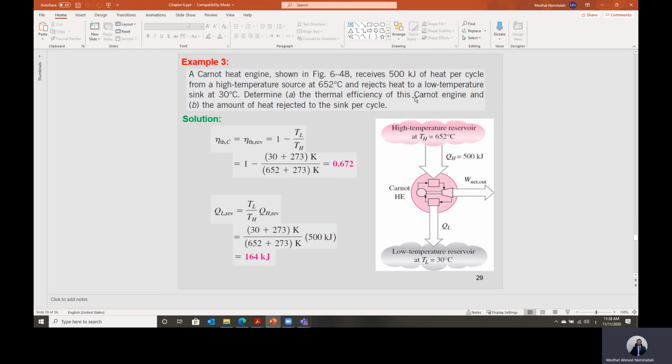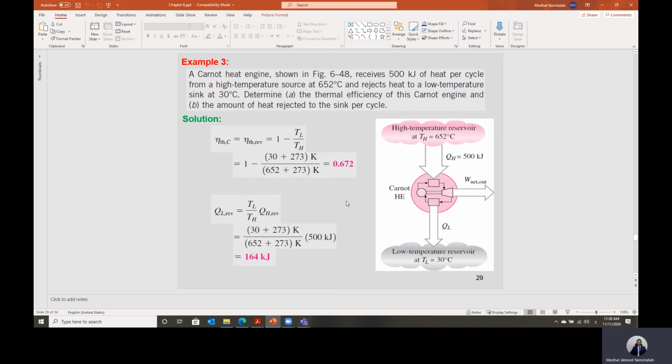Okay, we need to calculate the efficiency, which we have done for this Carnot heat engine, and we need the amount of heat rejected. For a Carnot heat engine, Q low over Q high is the same as T low over T high. In this case, he provided us with the value of Q high, which is 500 kilojoules. We have T low and T high, so we can substitute to get Q low.